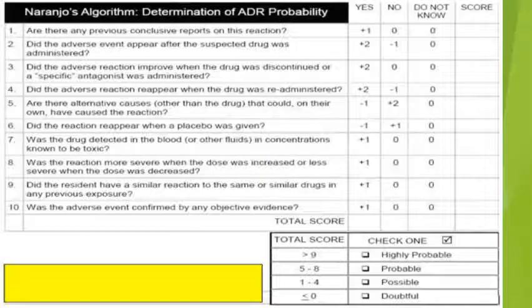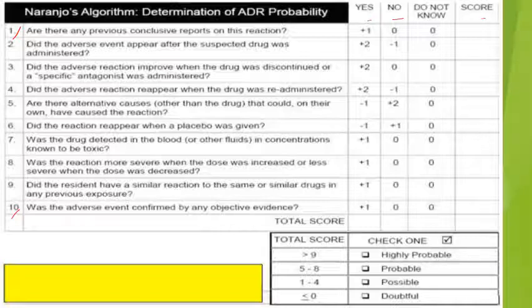Now this is what a typical Naranjo's algorithm looks like. There are 10 questions, from question number 1 to question number 10, and in this column it shows whether your answer is yes, no, or don't know, and what your score is. If the person answers yes for a particular question, then you write +1 here. Then you ask all the questions, do the scoring, total your answers, and match it with this table. If the score is more than 9, then the chance of the problem being an ADR is highly probable. If it is less than 0, then it is doubtful.